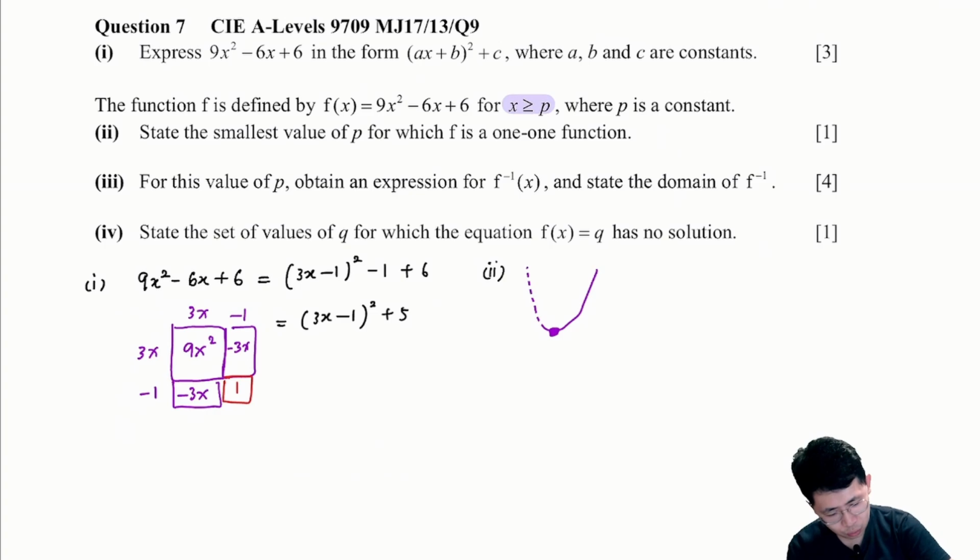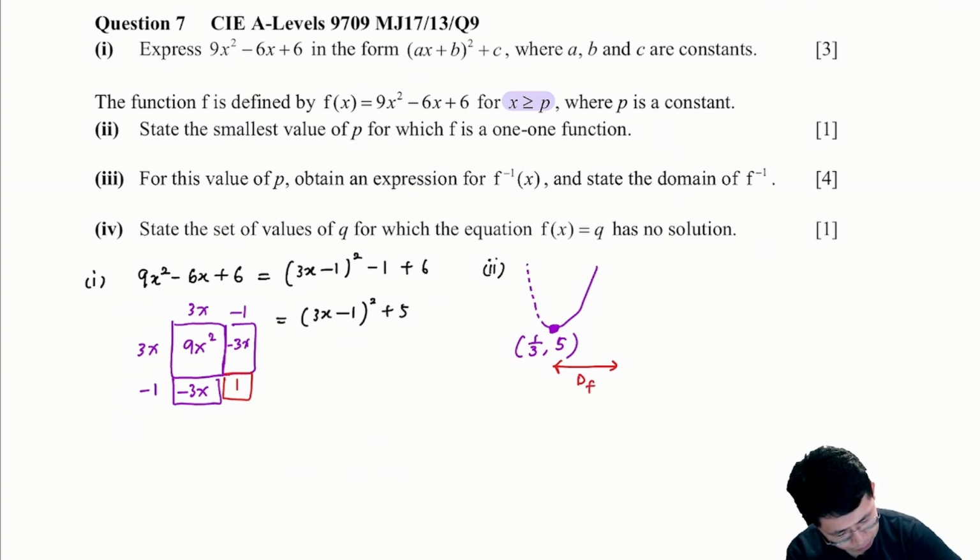So what we'll do is identify what this point is, and this point we can actually get from part 1. This is actually 1/3 and 5. Now for the domain, the domain of f would be like this, and then the range of f would be like this.